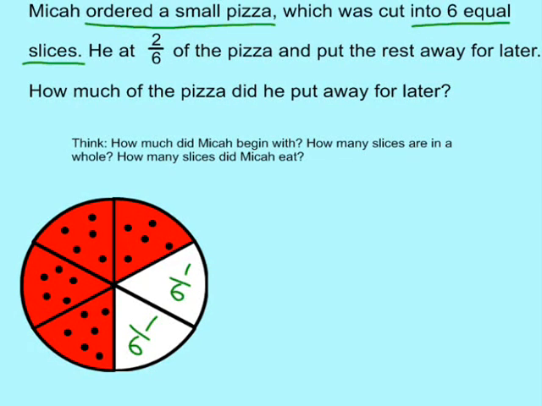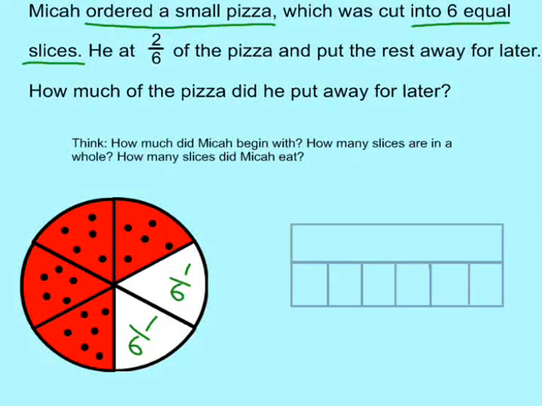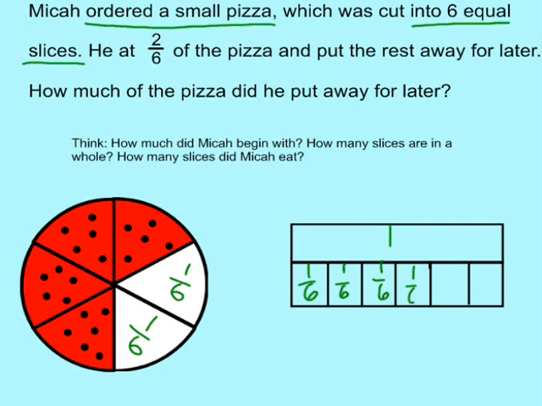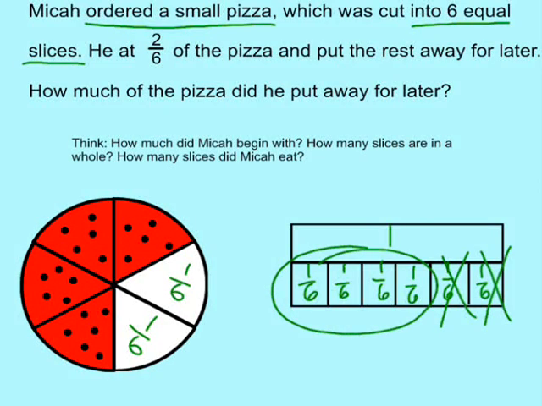And it says he put the rest away for later. So we need to know how much of the pizza did he put away for later. So if we started out with the whole pizza, so each one of the slices was 1/6, and we took away the 2/6 pieces that he already ate, then we are left with what he has left, which would be 4/6. So our equation would actually look like 1 whole pizza minus 2/6 equals 4/6.